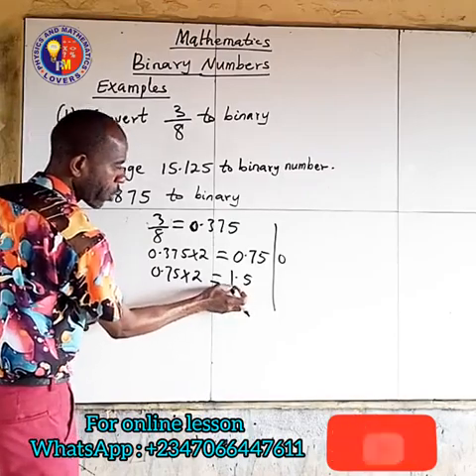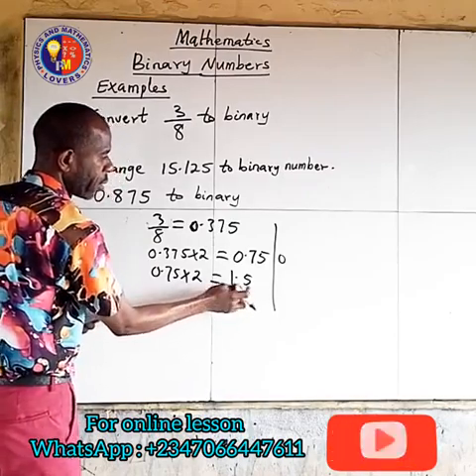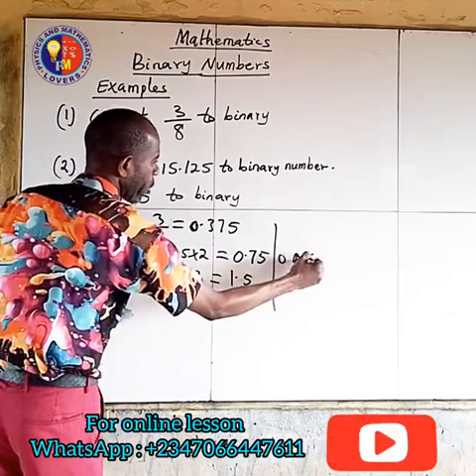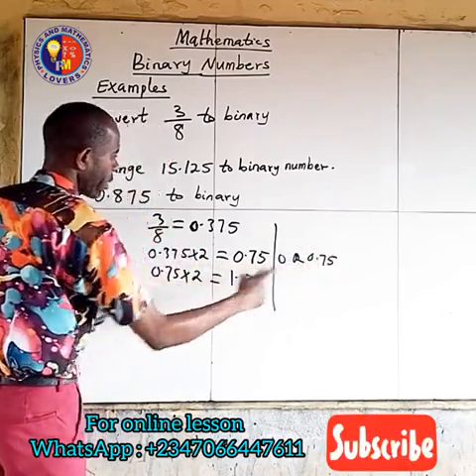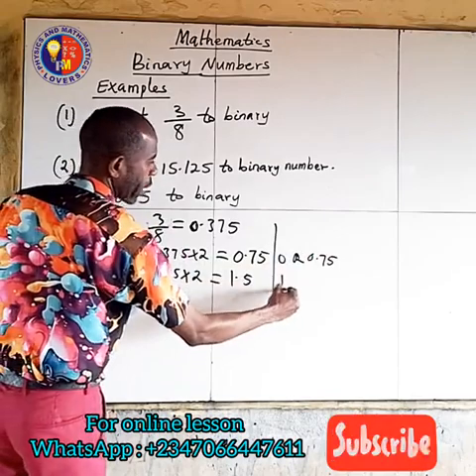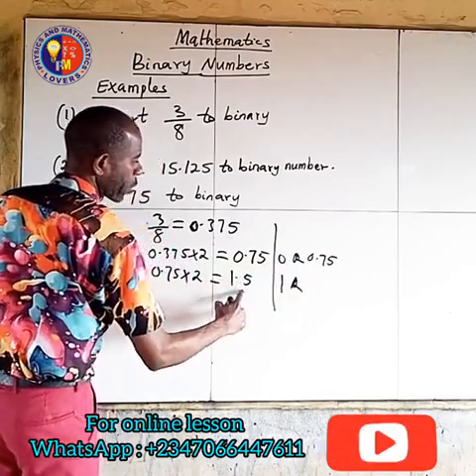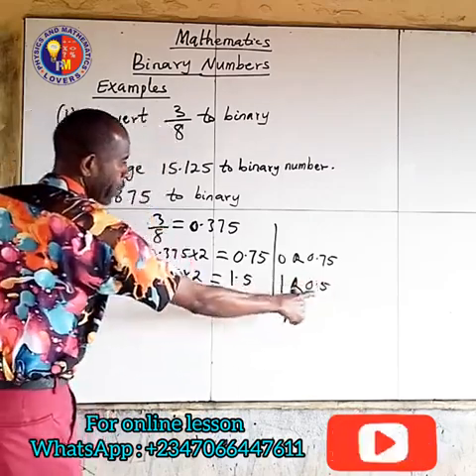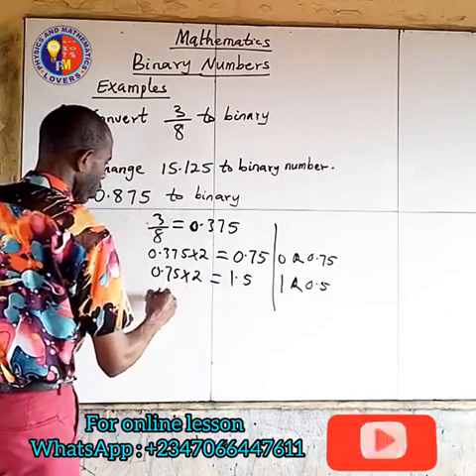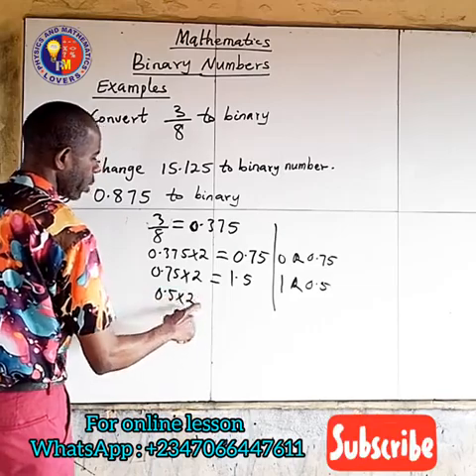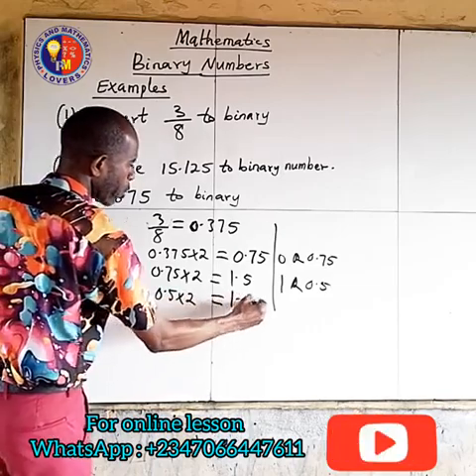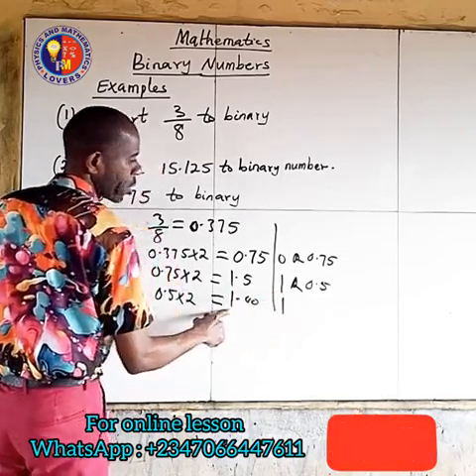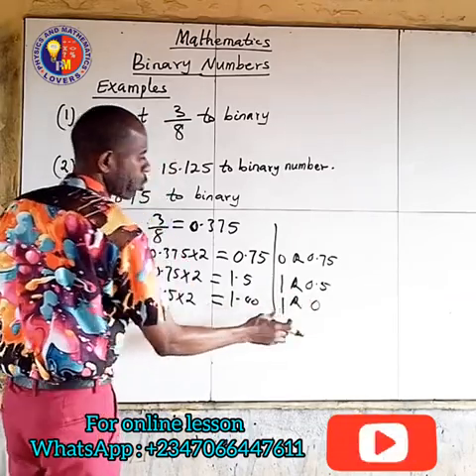Now we take note of this integer, then the remainder, which is 0.75. Now here we take the integer, then the remainder. What is this fraction part? 0.5. Now multiply this fraction part again by 2. 0.5 times 2 equals 1.00. So at this point we have 1 as the integer part, then remainder 0. So we stop here.